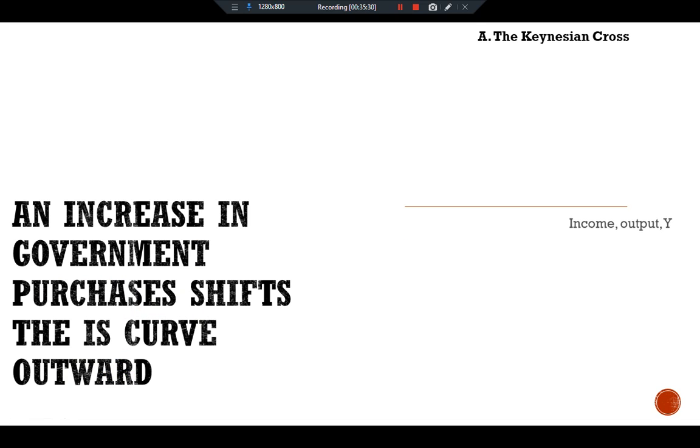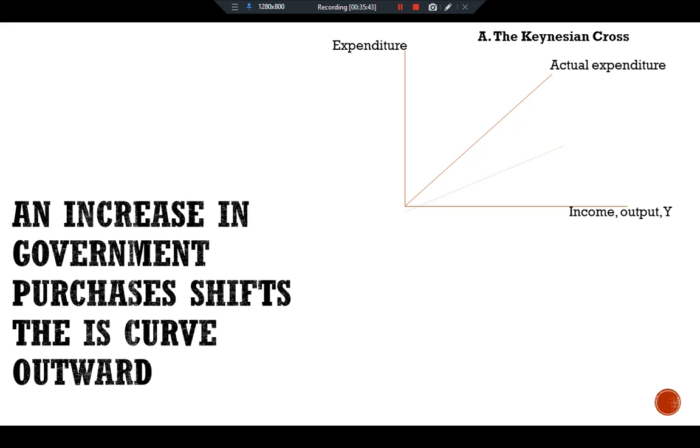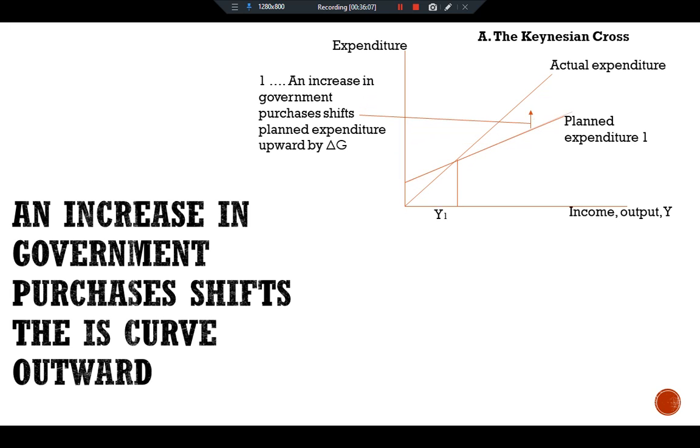So here we have the Keynesian cross. We have output income on the x-axis and expenditure on the y-axis, and the 45-degree line which represents actual expenditure. Here we have planned expenditure 1, and at this point we have income Y1. An increase in government purchases shifted the expenditure upward by delta G, and we have planned expenditure 2 here. This raises the income from Y1 to Y2, a rise in income of delta G over 1 minus MPC.